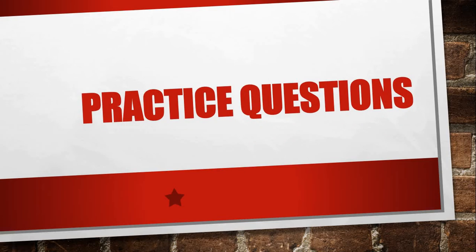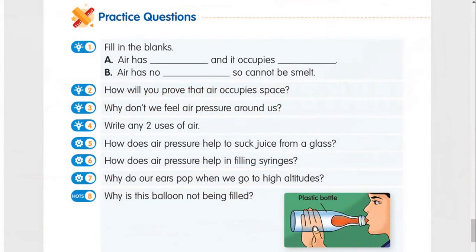Next, practice questions. First question. Fill in the blanks. Air has dash and it occupies dash. The properties of air are: air occupies space, it does not have any shape, and it has weight. So, the answer is air has weight and it occupies space.